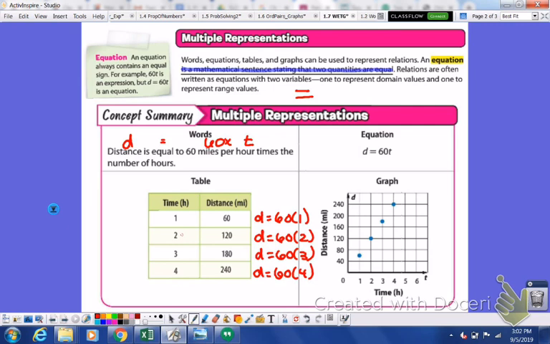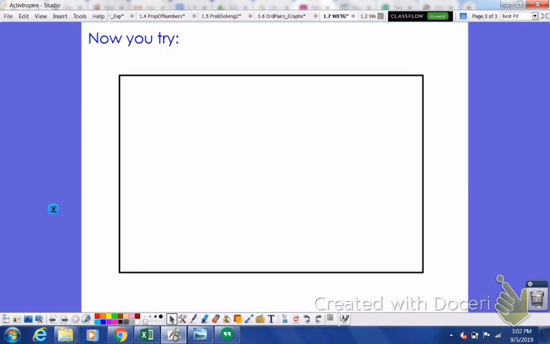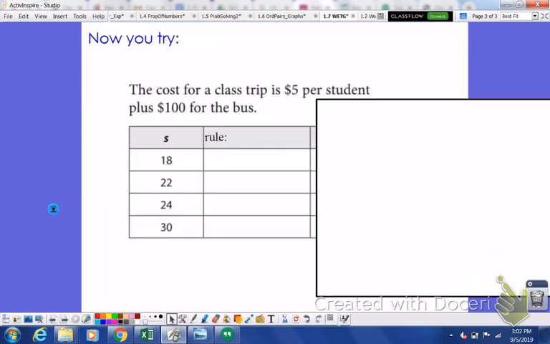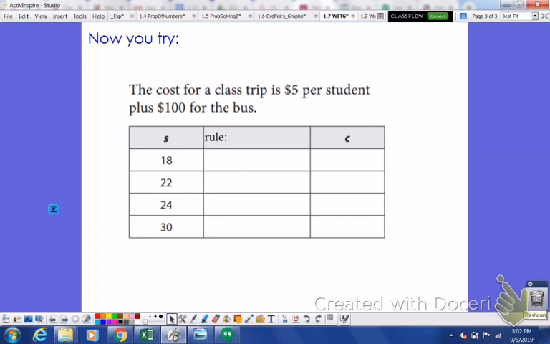So from there, now that we have our multiple representations, I want you to try a problem. The cost for a class trip is $5 per person plus $100 for the bus. So this is like the first example that we did where you created a table, wrote out what the rule was, and then found your domain and range. I don't need you to find your domain and range at this time. So I'm telling you that there are 18, 22, 24, and 30 students. You need to come up with the rule.